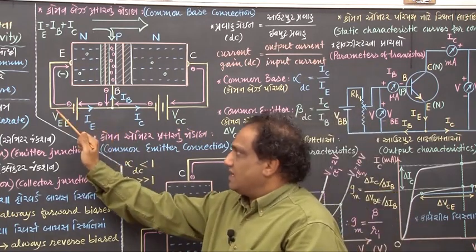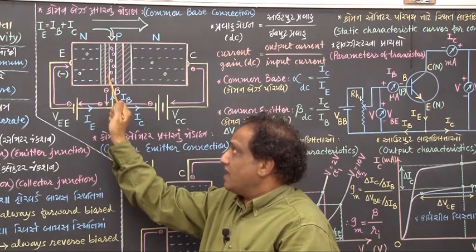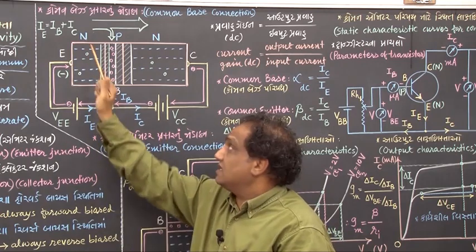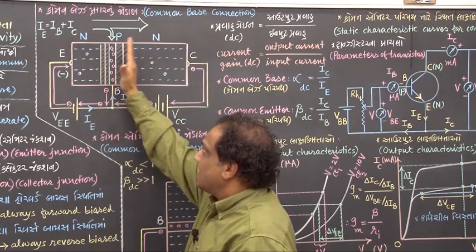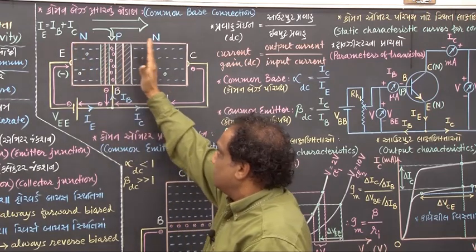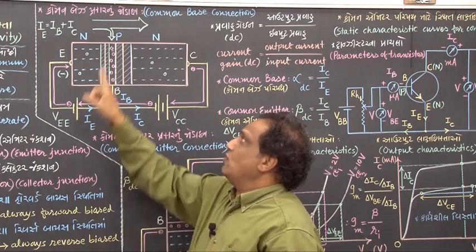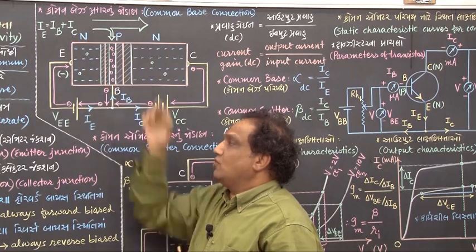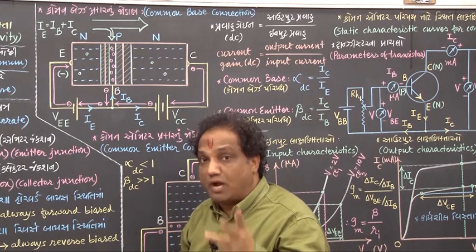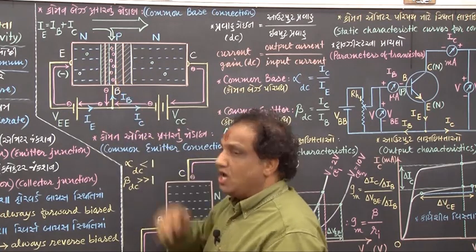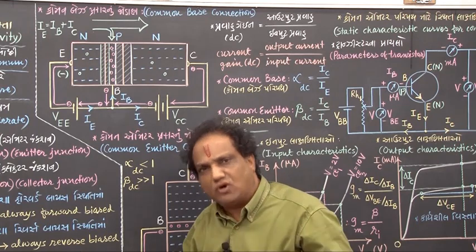This negative terminal is connected here, so this terminal is negative, fine. It will simply repel these free electrons, which are majority charge carriers in the emitter, and because of the repulsion, electrons will start flowing this way. They will enter from the emitter into the base. And out of that number which enters from the emitter into the base, hardly a maximum of 5% of electrons happen to combine with the holes. Only a maximum of 5% of the electrons associate with the holes.